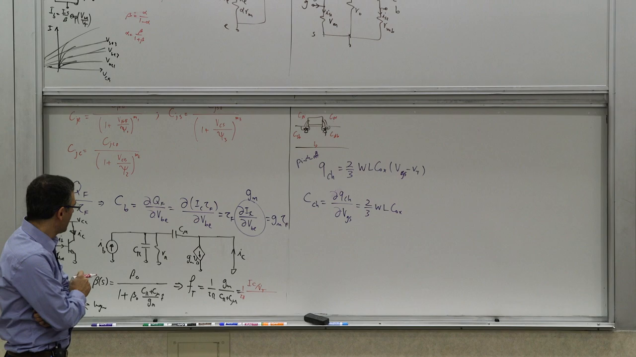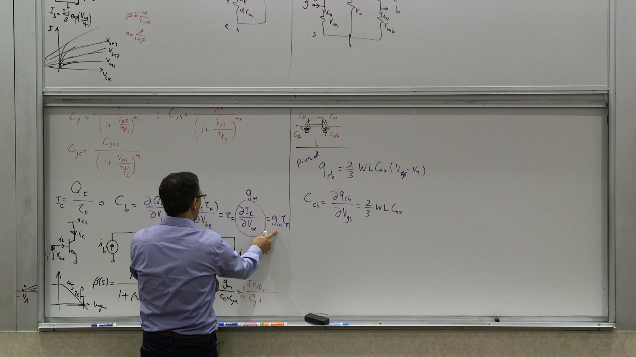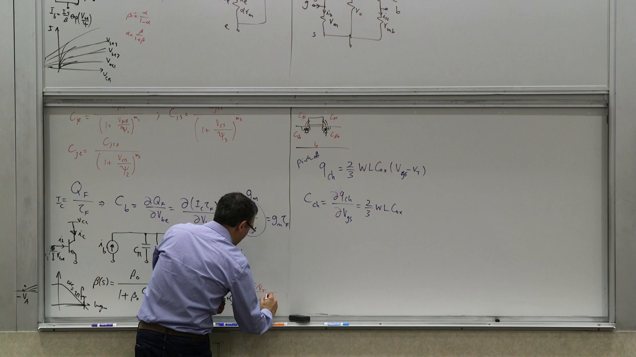And C mu is purely junction. So there's some junction capacitance total from both the base and from the emitter and the collector side, plus this guy. You can actually write it again as gm tau F, or you can write it as IC over VT times tau F.